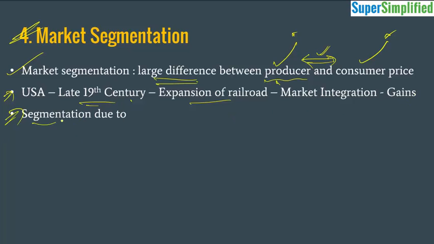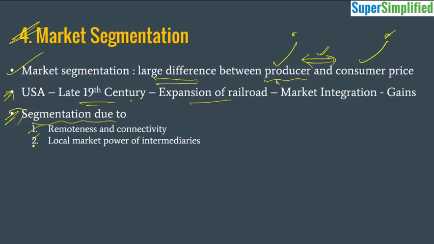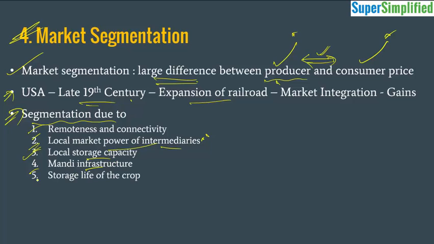Now what are the main reasons for this segmentation in India? The first one is the remoteness and the connectivity. The second one is the local market power of intermediaries. This is a more important reason than anywhere else. The third reason is local storage capacity and infrastructure which is available. The mandi infrastructure is not very good, right? So this is also another reason. And the storage life of the crop also matters sometimes.